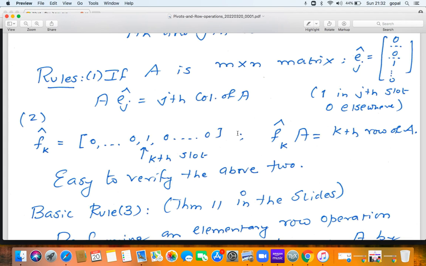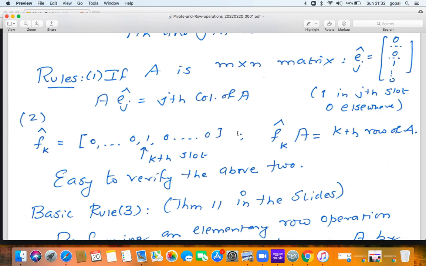It is very simple. You simply compute A e_j. The product A e_j will be the jth column of A. What is e_j? e_j is a column vector with 1 in the jth position and 0 elsewhere, the standard column unit vector.